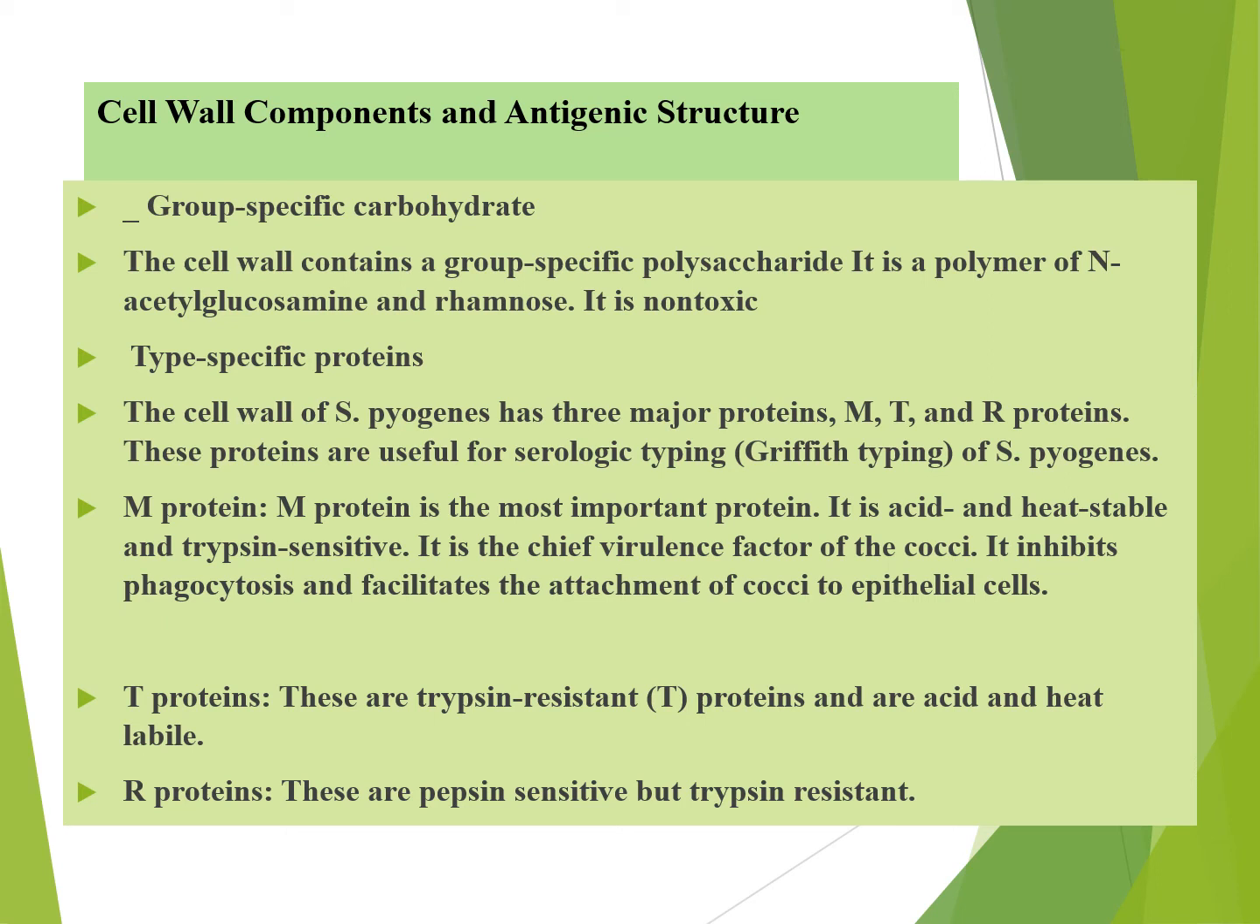These proteins on the surface can stimulate antibody production, producing antibodies after infection or after injection into an animal. Other cell surface components, peptidoglycan, lipoteichoic acid, and F proteins, are other components of the cell wall of Streptococcus pyogenes.